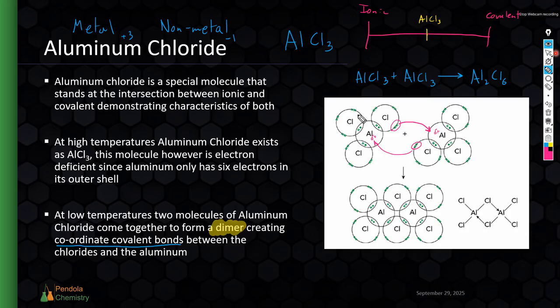So these molecules are forming dative covalent bonds to each other in separate sections. One chlorine from this aluminum chloride will form a dative covalent bond to this aluminum. This chlorine from this aluminum chloride will form, at the same time, a dative covalent bond to this aluminum. And that's what creates a dimer.